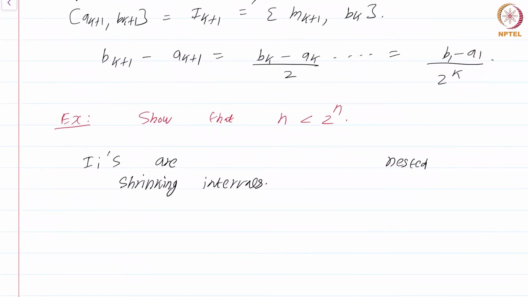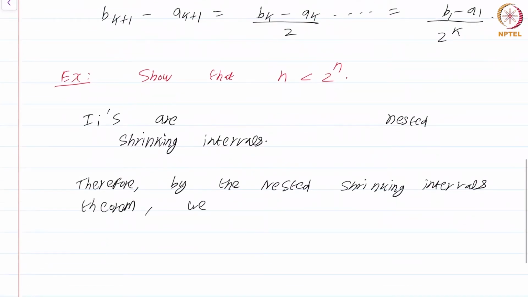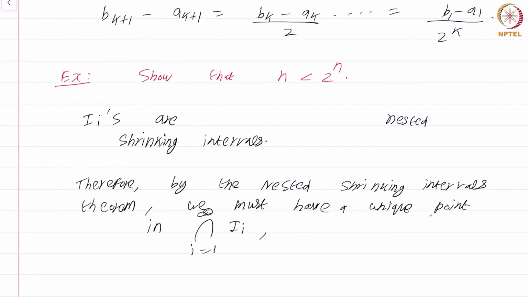Okay, therefore, by the nested shrinking intervals theorem, we must have a unique point in the intersection of Iₙ, n equals 1 to infinity. Let's call this single point U.